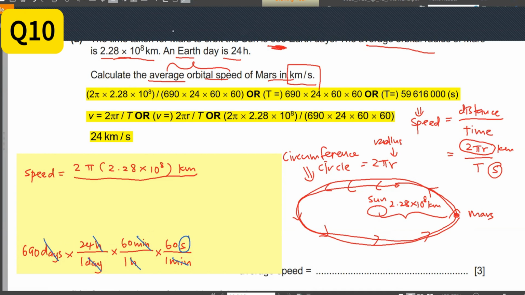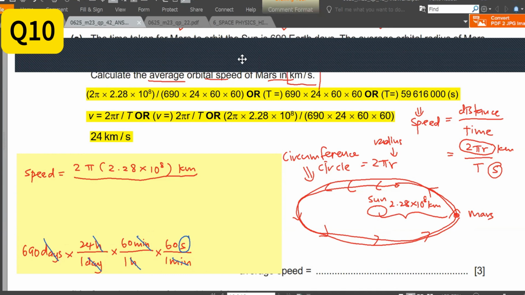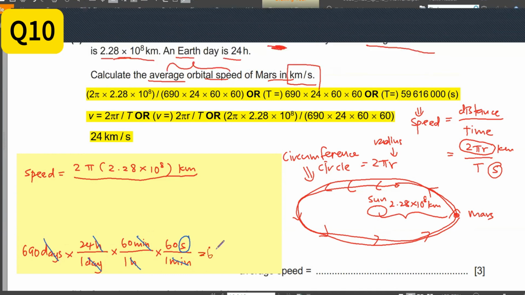Then we can finish the calculations. So what we have there is 690 multiply 24 multiply 60 multiply 60. That will give us the unit of seconds. If we evaluate everything, that will give us 24 km per second. So this is what we want for these calculations.